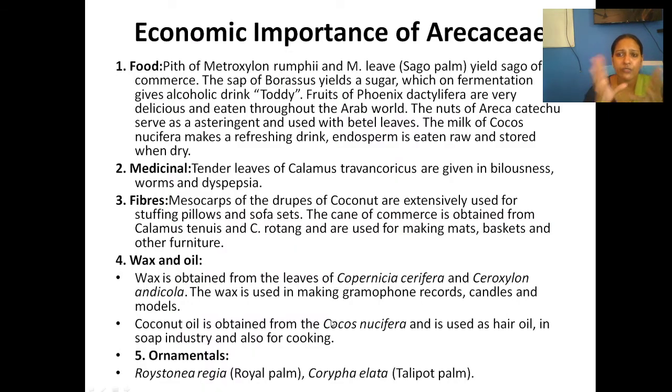And there are a lot of economically important plants in this family. Food, medicinal plants, fibers, wax and oil, like coconut oil from coconut endosperm, then ornamental plants, fibers, again coconut, that mesocarp being used, and for medicinal use and for making baskets we have Calamus. Okay, and the sago palm is an example for toddy, an alcoholic drink. Okay, and that is also very much useful.